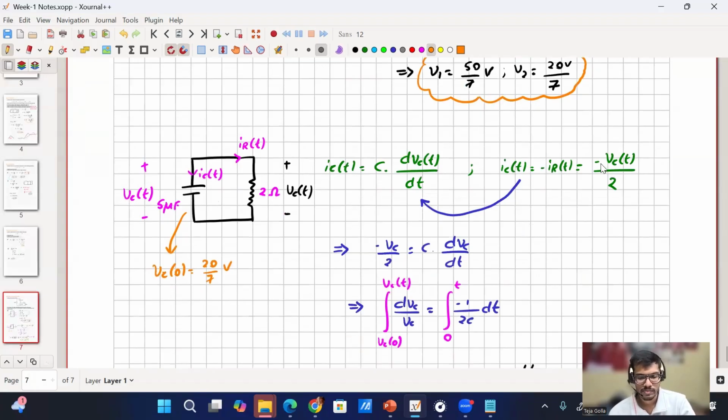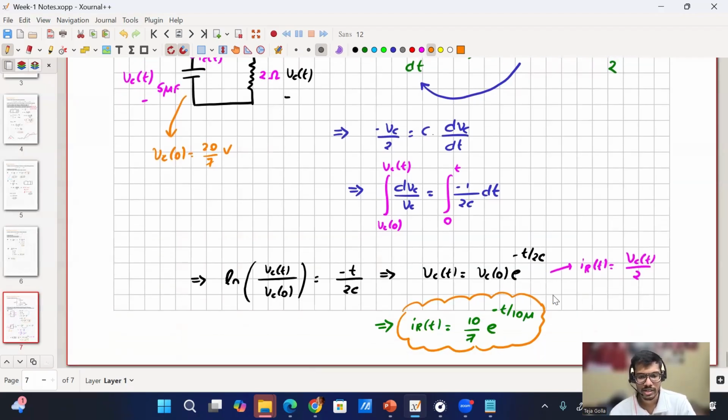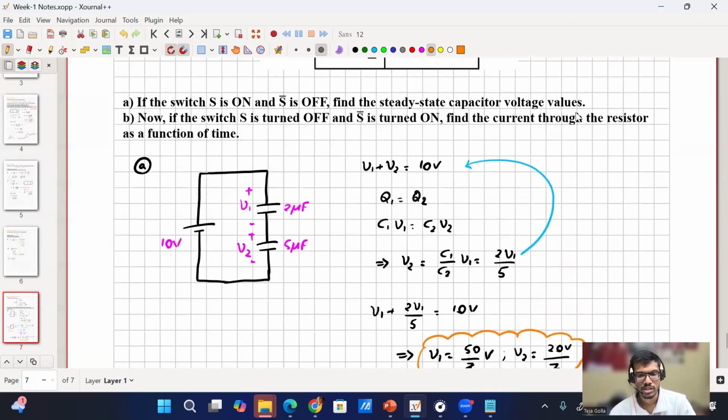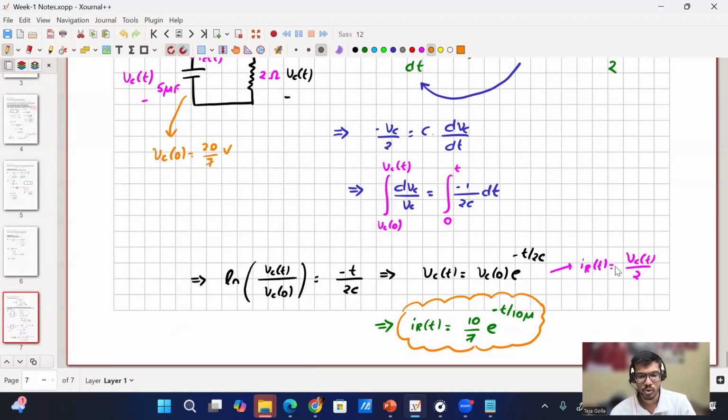So I have written the expressions for the voltages as well as currents, and I have tried to get one single equation with two unknowns. Then I applied integrals, and you have to be careful that Vc of 0 is not 0. Vc of 0 is a finite value. Once we started with that, I obtained Vc of t as a function of time. In the question, they have asked for the current through the resistor as a function of time, so I have converted Vc of t into IR of t using this equation. So is this question clear?